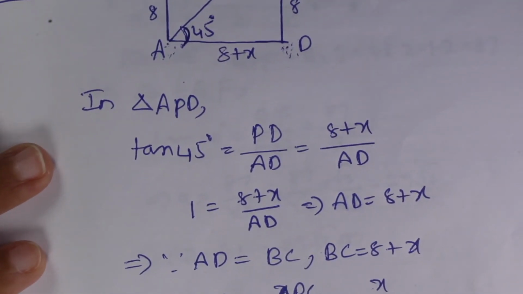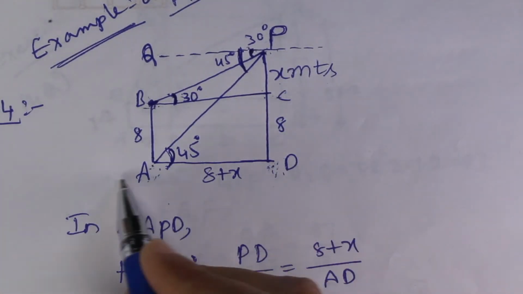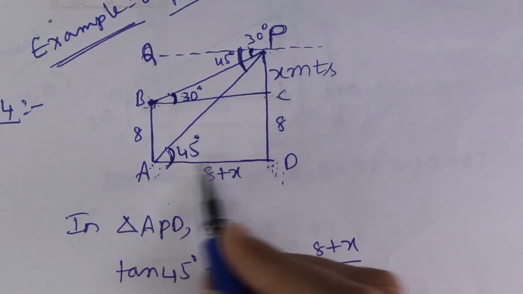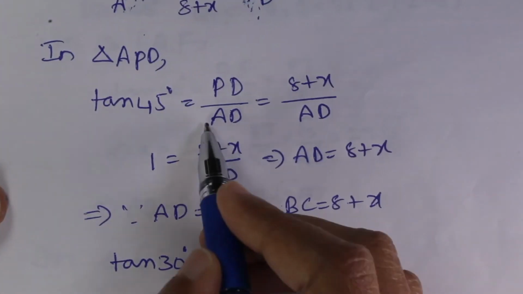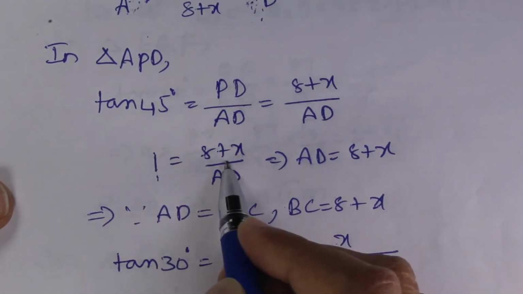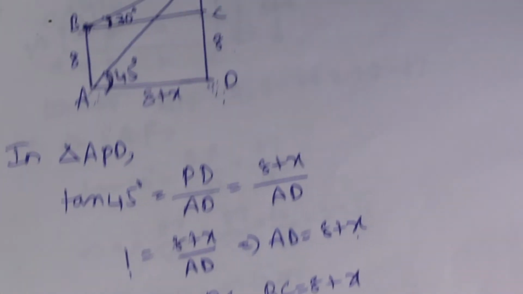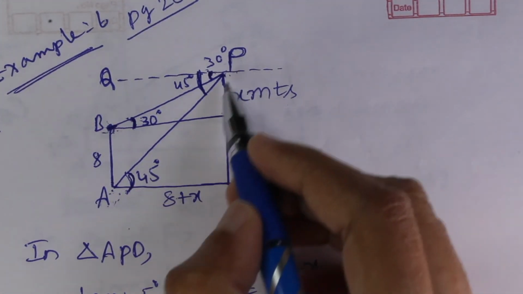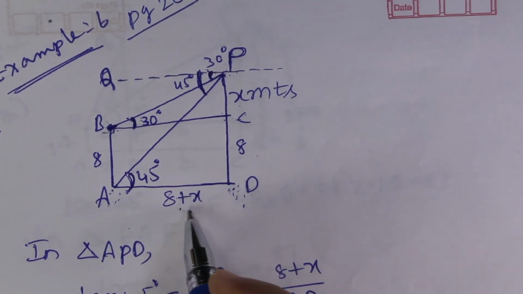In triangle APD, tan 45 degrees becomes PD divided by AD, right? PD is x plus 8 divided by AD. Tan 45 degrees is 1, right? So 1 is equal to 8 plus x divided by AD. So AD becomes 8 plus x. So here now PD and AD are equal. Why? Because tan 45 degrees is 1. So AD becomes 8 plus x. Hope this is clear for you.